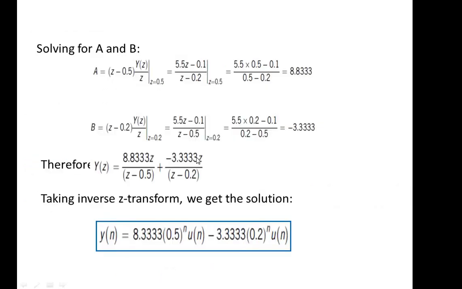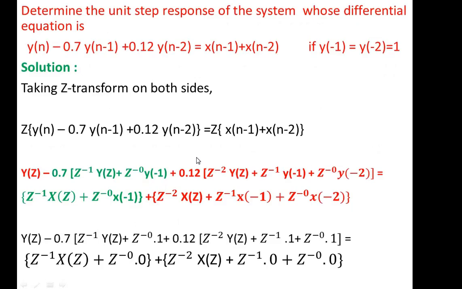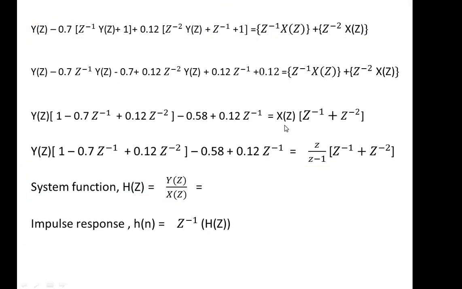Now we have another question. In the previous question I forgot to mention this: here we have to find the unit step response. It means we have to apply a unit step input at the input side. So input is x, and after replacing all the values, here we replace the value of x of z as z divided by z minus 1. This is called the unit step response.